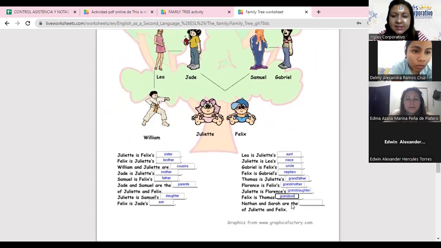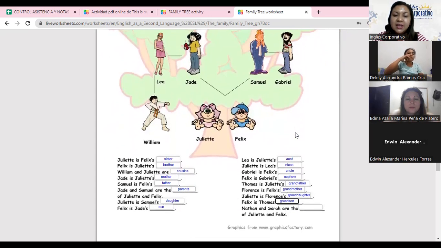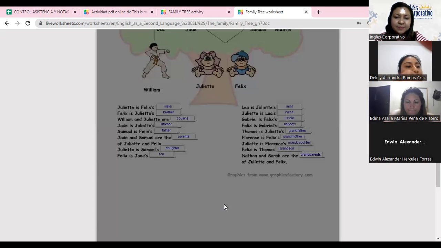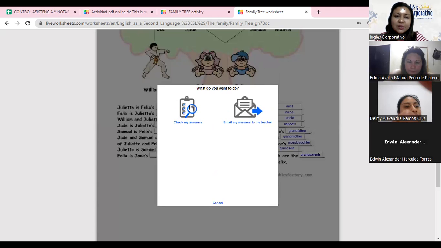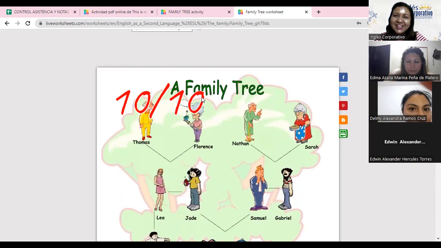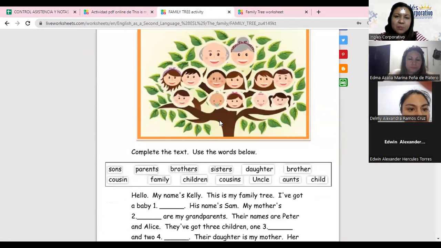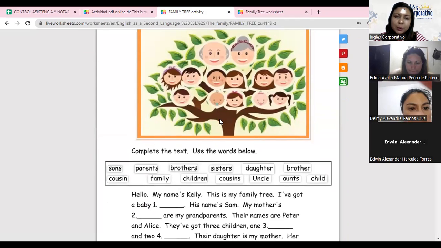Okay, Nathan and Sarah are grandparents of Juliet and Felix. Okay, nice. We are going to check answers. And wow, you got a 10. That's great. Very nice. Another exercise. Okay, we have to complete the text using the words below.